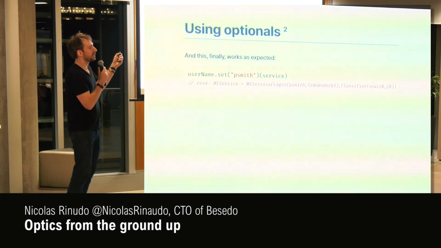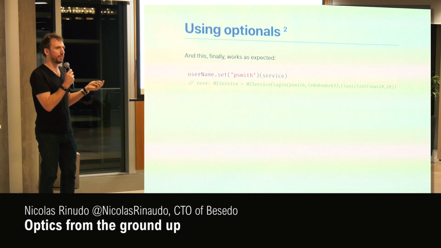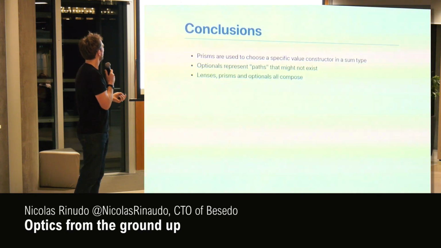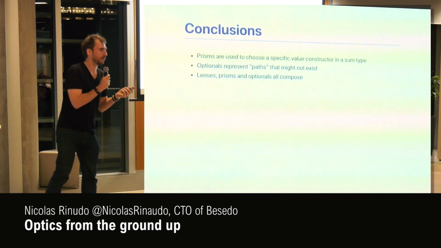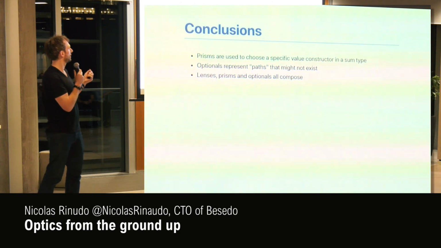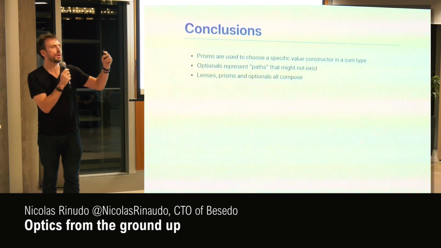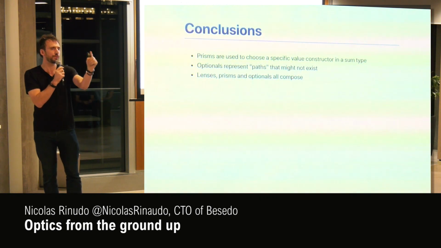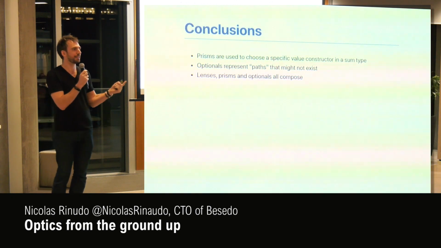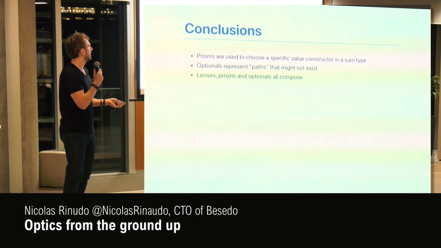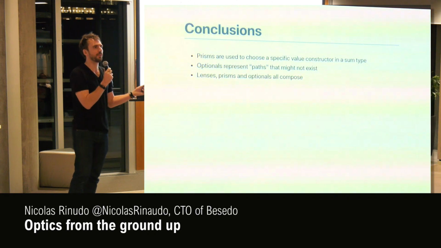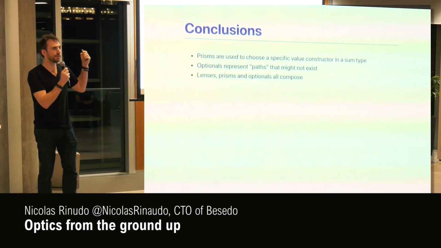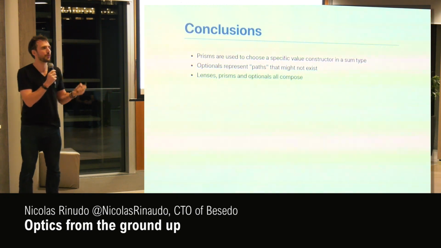This is actually a lot easier than the code would look like if we had to write it in Java, because of the optional bit, which would involve boilerplate. And that's all there is to know about optionals and prisms. The prisms are used to choose a specific value from some type. An optional represents a path when you traverse an ADT that might or might not work out. And they all compose, and somehow you always end up with an optional at some point, and that's it. So that's basically what I want you to take away for this evening.